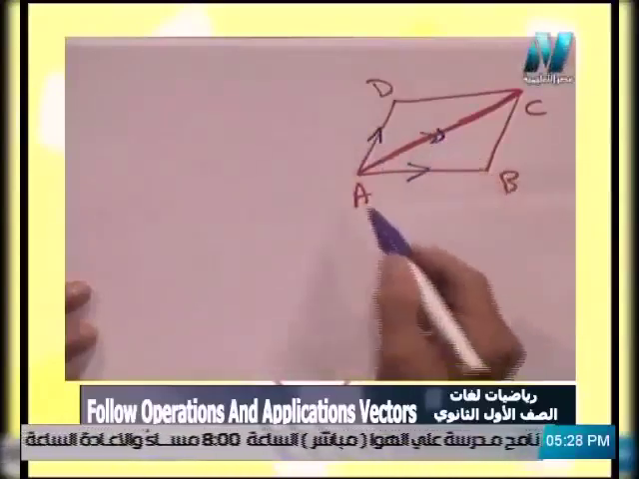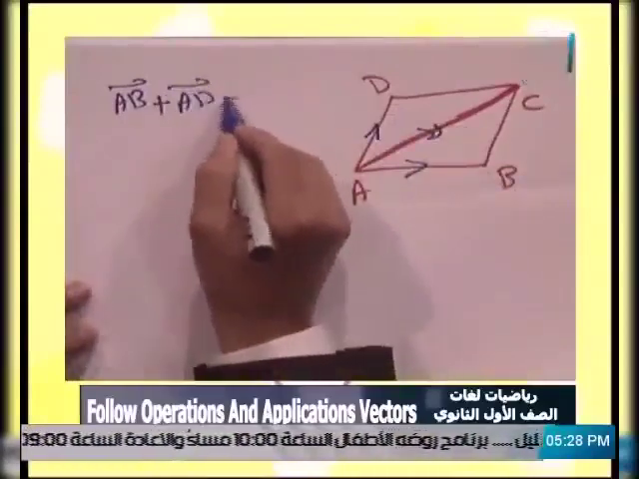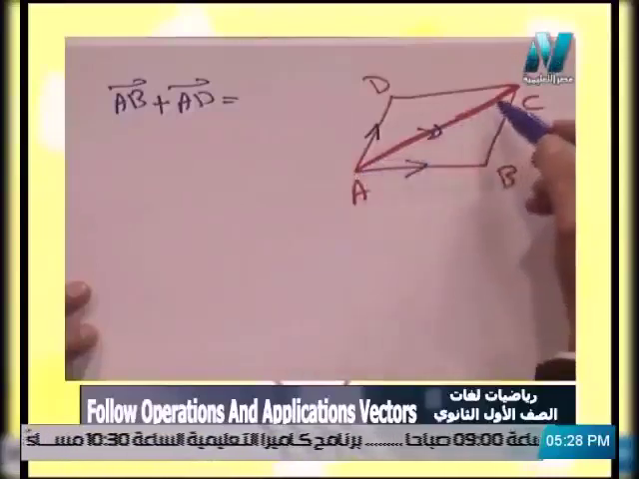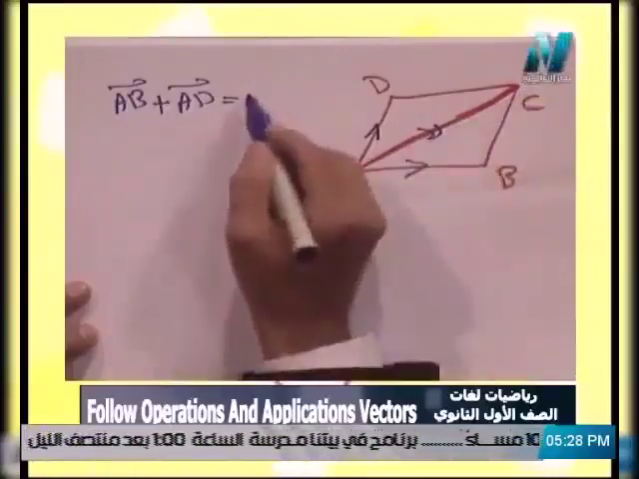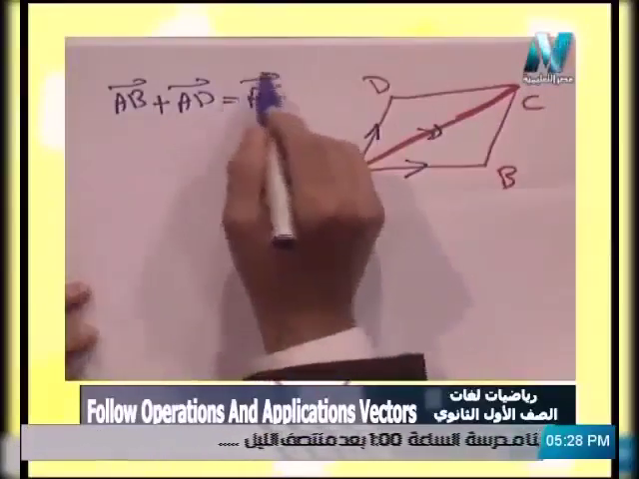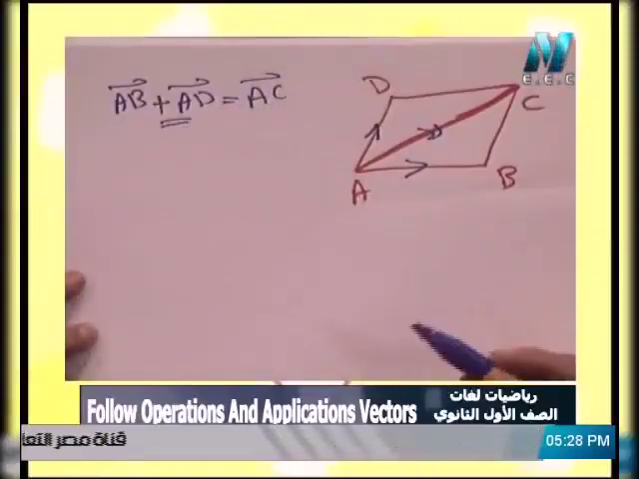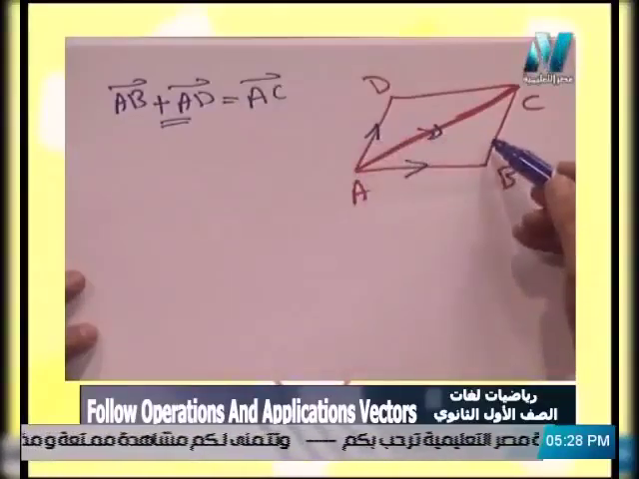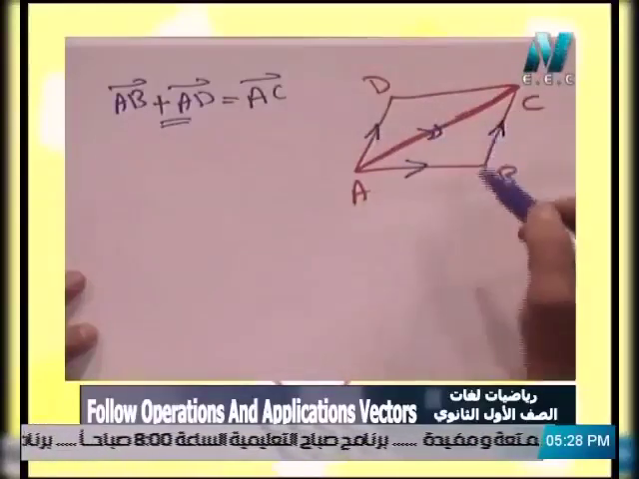The rule is that the vector AB in the parallelogram plus the vector AD equals the vector AC, which exits from the same point, the diagonal of the parallelogram. If we try to prove it, it's very easy, because we know that each two opposite sides in a parallelogram are equal in magnitude. So the vector AD will be equal to the vector BC.